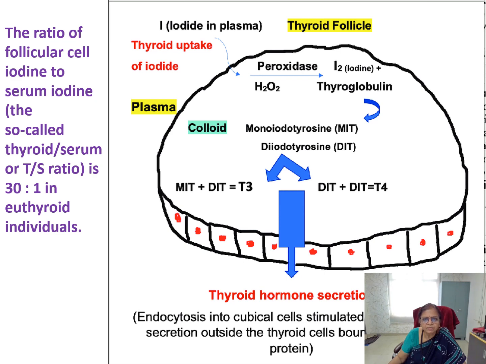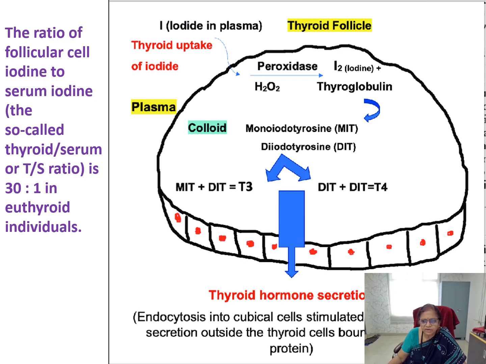Here the symporter pump brings in iodide. It enters and is converted into iodine by the peroxidase enzyme, and this iodine is conjugated with thyroglobulin tyrosine to form monoiodotyrosine and diiodotyrosine. Organification takes place with thyroglobulin, and they are converted into a substance called colloid. Colloid is the store form of thyroid hormones along with thyroglobulin, which is a glycoprotein. Here in the lumen, we see this colloid storage.